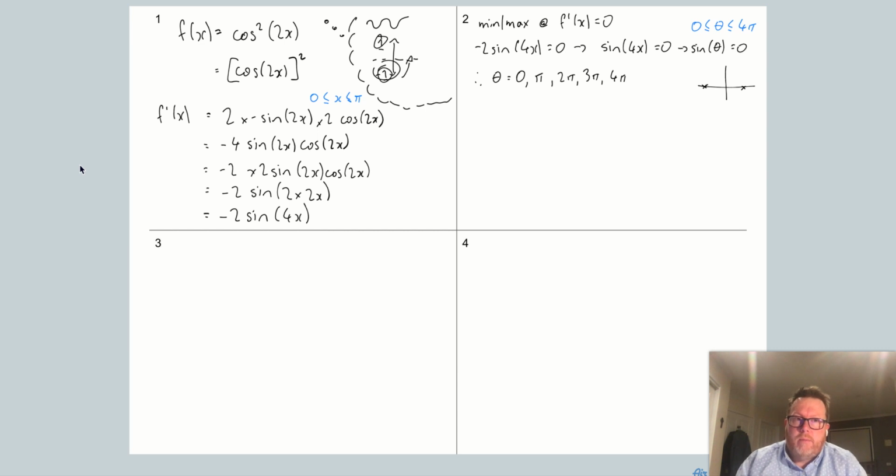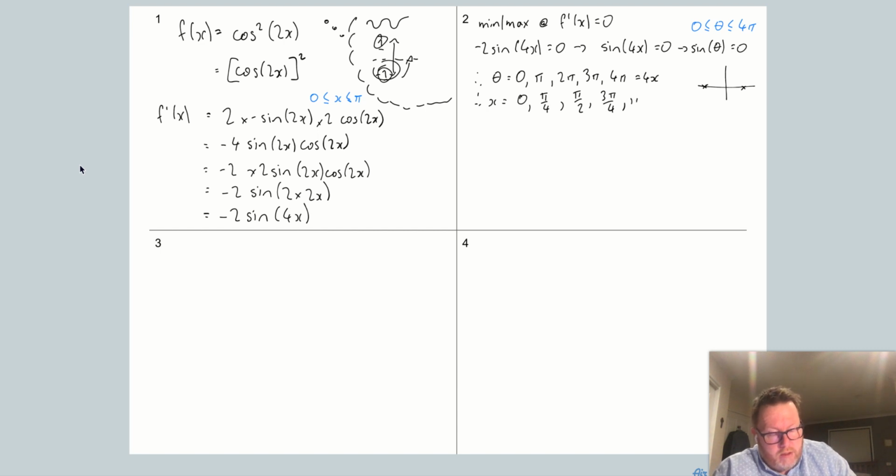All of those are possible solutions, really, for theta. And that's what 4x equals. So therefore, x equals a quarter of all those sorts of things. So we've got x equals 0, because 0 divided by 4 is 0. Or pi on 4. Or 2 pi on 4, which is pi on 2. Or 3 pi on 4. Or 4 pi on 4, which is just pi.